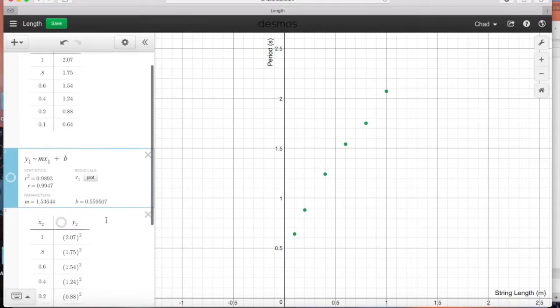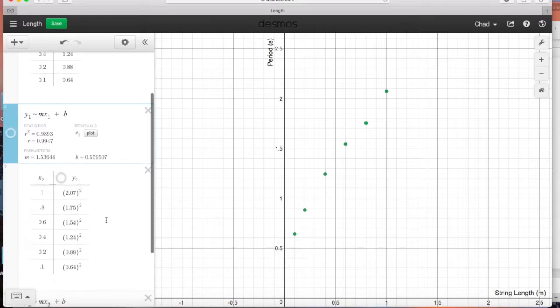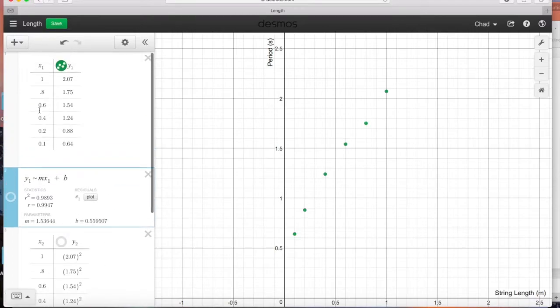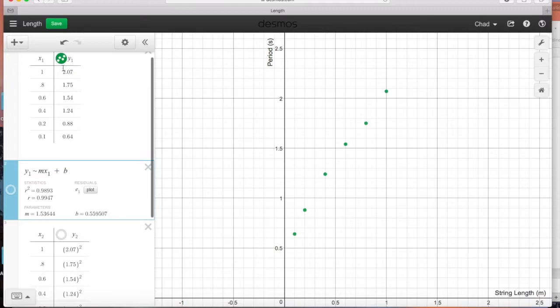So I'm going to do something called linearizing the data. I'm going to see if I can make an even better line by manipulating the data some. So instead of seeing if x is proportional to y, I'm going to see if x is proportional to y squared. So you can see here that I have taken all my y values and I've told the computer to find the squares of them. And so I'm going to get a brand new graph that looks like this.